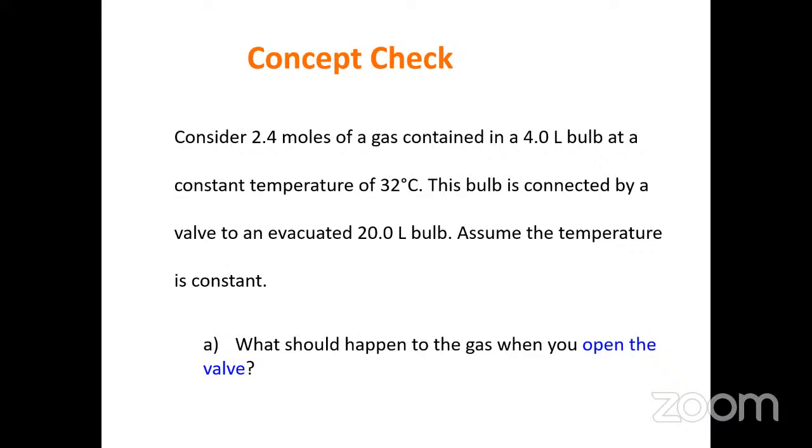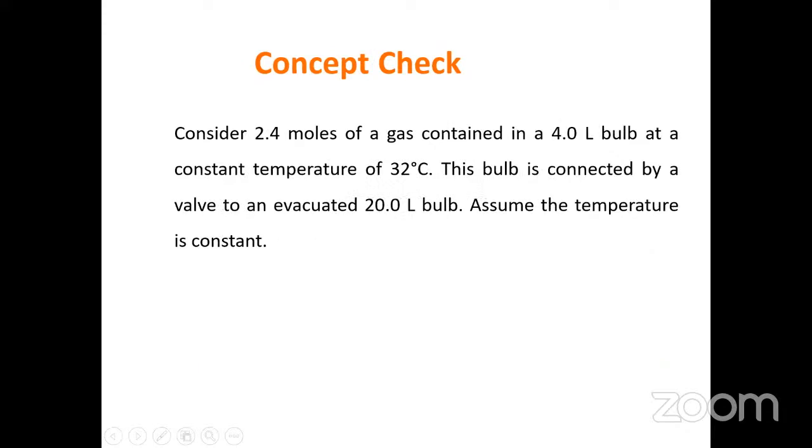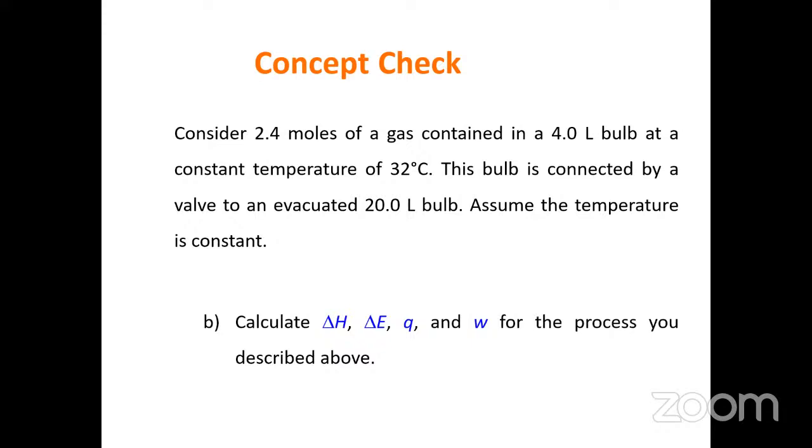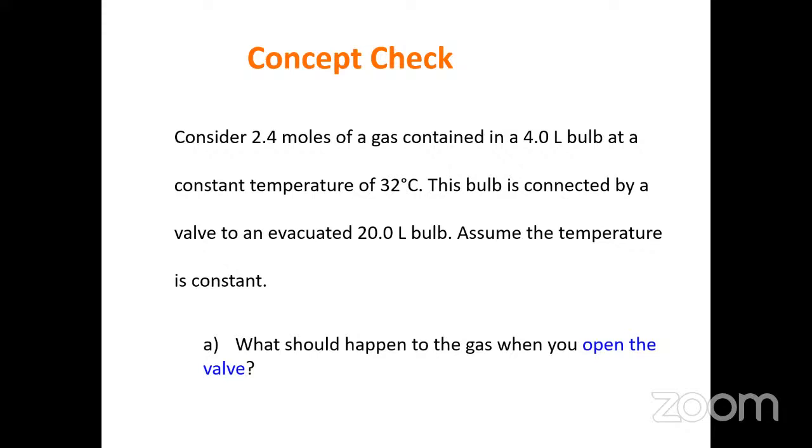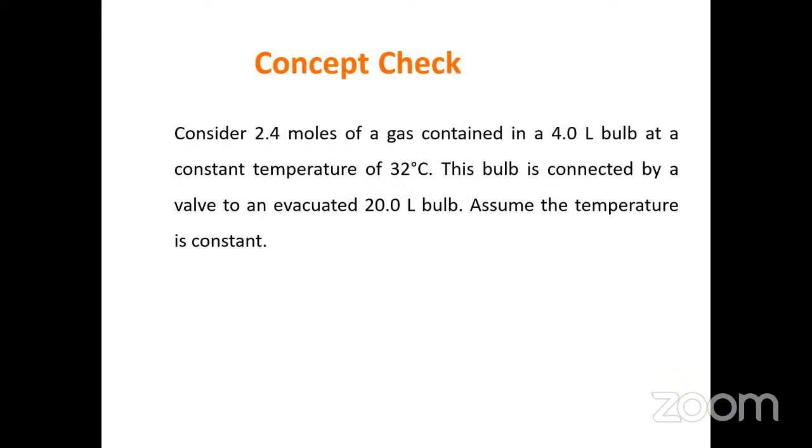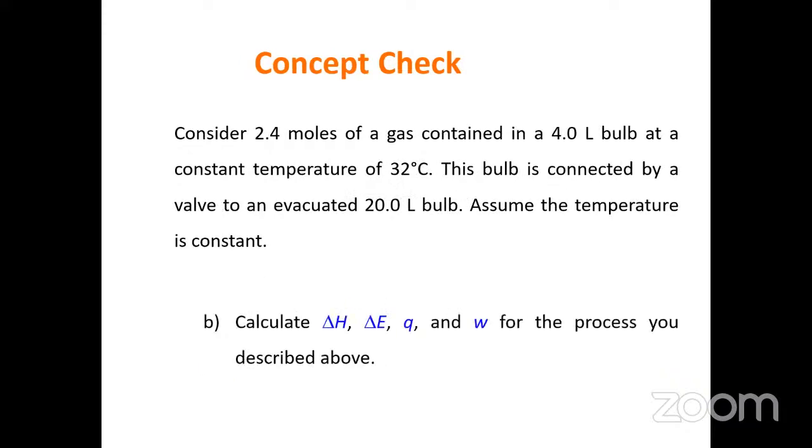So what do you think will happen to the gas when you open the valve that links these two bulbs? The other one is: calculate delta H, delta E, Q, and W for the process you described above. That is, the change in enthalpy, change in energy, heat, and work for the process you described above.